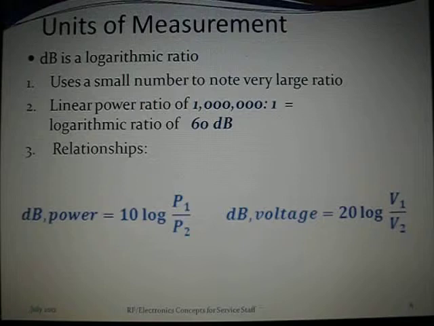Unlike a linear or direct ratio, dB is used to quantify a logarithmic ratio. It provides a convenient way to compare vastly different values using a small number. For example, the linear power ratio of 1,000,000 to 1 is the same as a logarithmic ratio of 60 dB. The math relationships are quite simple. For power, multiply 10 times the log of the power ratio. For voltage, multiply 20 times the log of the voltage ratio. In this case, log refers to log of base 10.